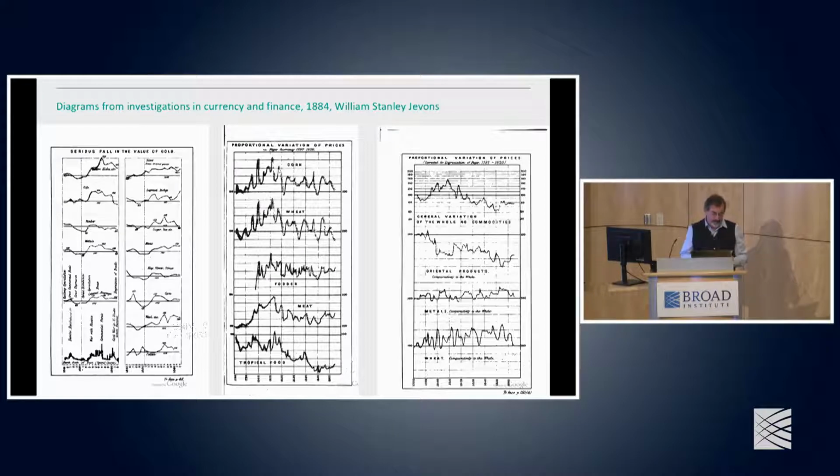Then we get to William Stanley Jevons and his approach to visualizing fluctuations of value. And this is a clear bridge between the themes of scientific explanation and economic trends. He was a mathematician who made economic line charts what they are today.